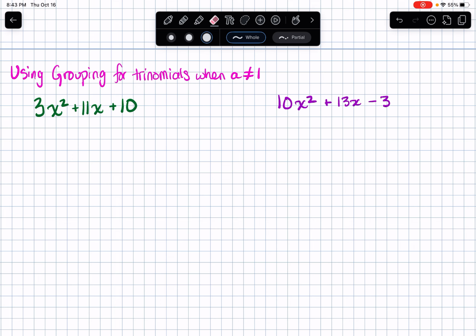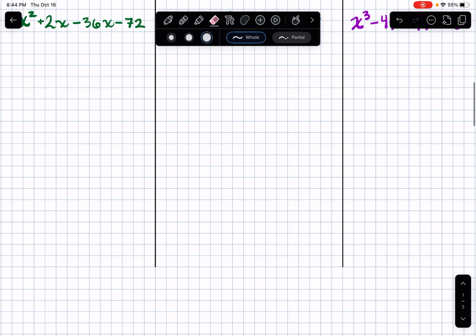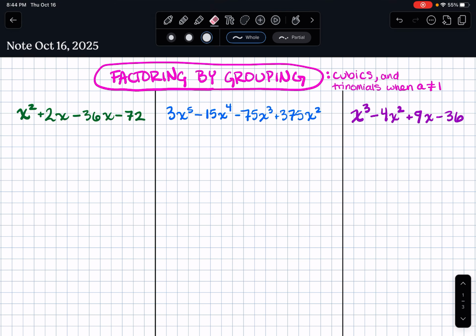in Algebra 1 are a little more difficult when we have a coefficient on the x squared term that is not a 1, and show you how you can use grouping to navigate those in a way that's not just guess and check. But first, let's review how to do grouping if we have a polynomial with 4 terms and a degree of 3 or higher.